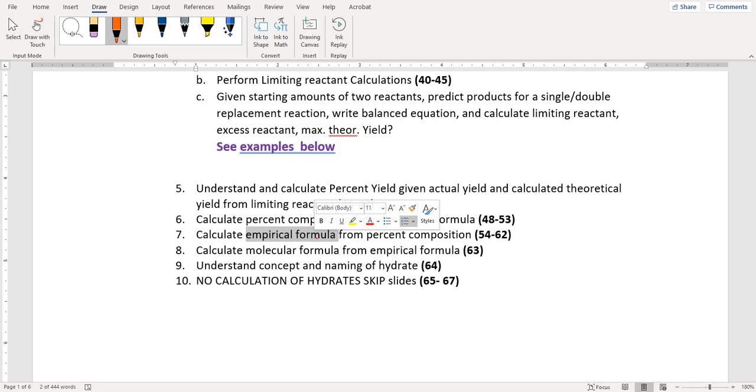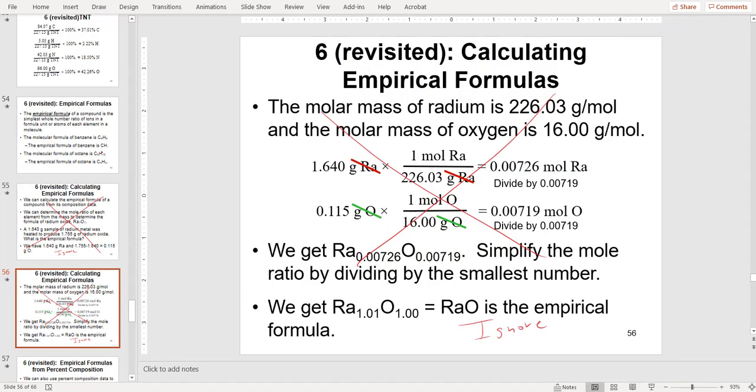And yes, I could test you on this topic as well. Although in higher level chemistry classes, they go into much more detail. So we calculate empirical formula from percent composition, and then we're going to calculate the molecular formula from empirical formula. Afterwards, we're going to introduce hydrates, and then we're pretty much done, since we're not going into the calculations of hydrates. So let's go back to the slides.